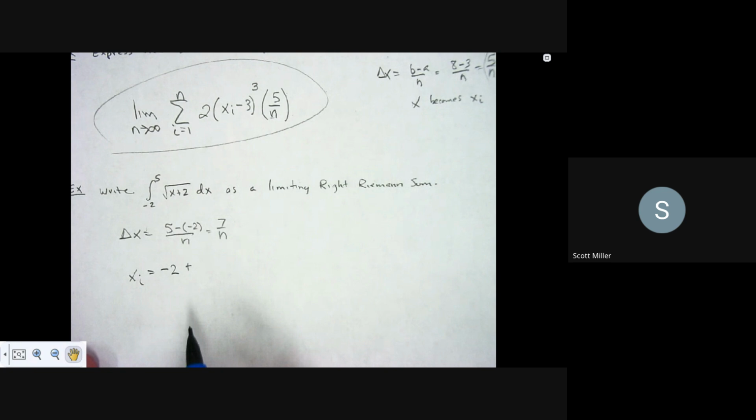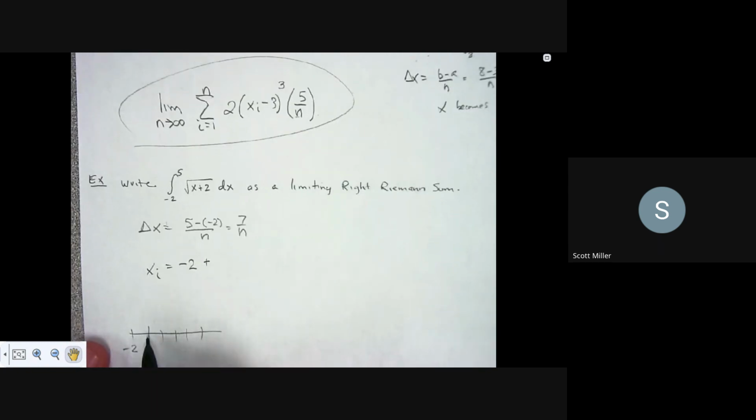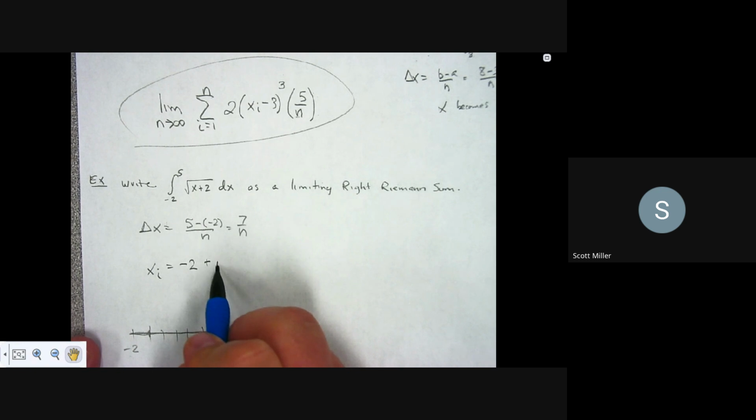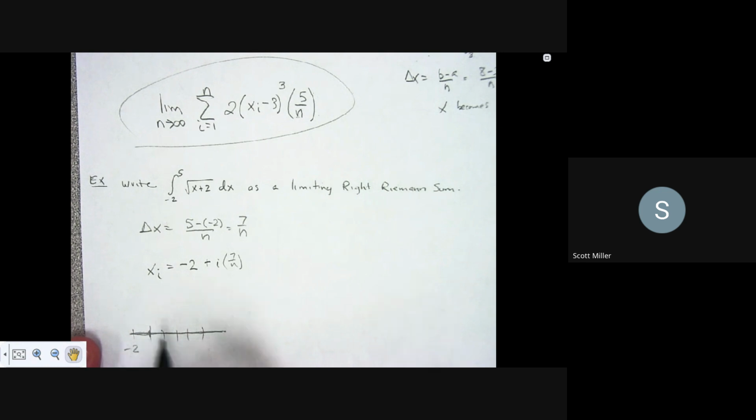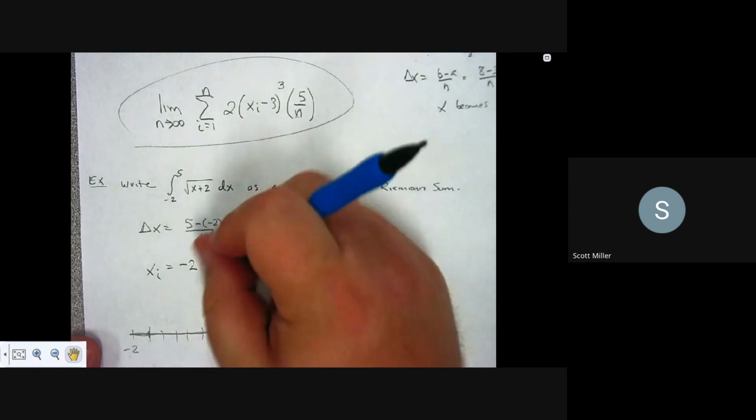Let me see if I can explain that a little bit differently. So here's -2. Somewhere I have these other rectangles. This mark on the x-axis, how far is it? Well, it is that distance right there, and it is interval number 1. So that's what I'm going to put here. I'm going to put some i, and then it's going to be 7 over n.